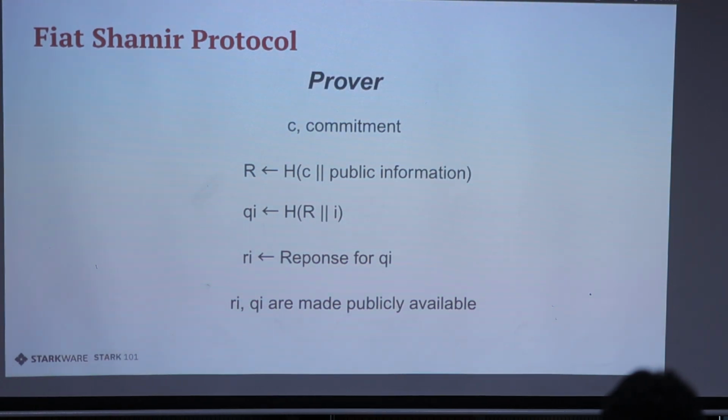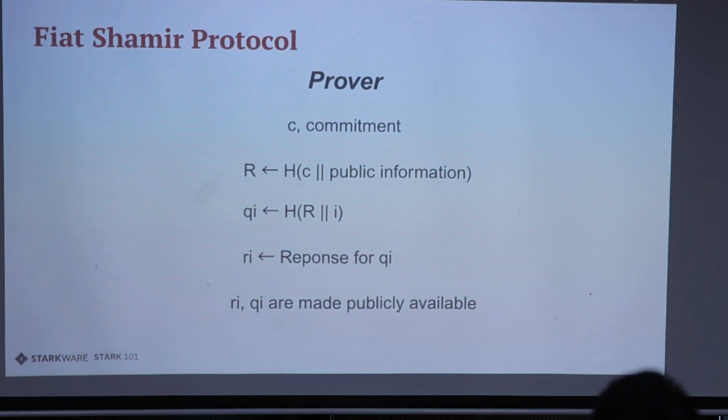What would be the verifier's protocol for verifying this? So the verifier is given a commitment C, is given the publicly available information, the hash function as well, and the Qi-Ri pairs. You can assume the hash function is a keyless function for now, so it doesn't have any private key. So this information is publicly available.